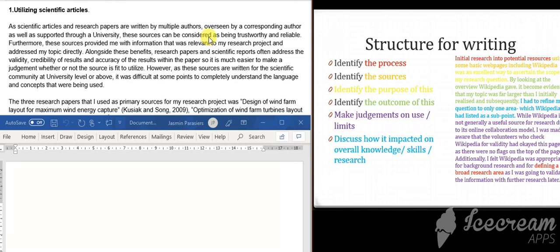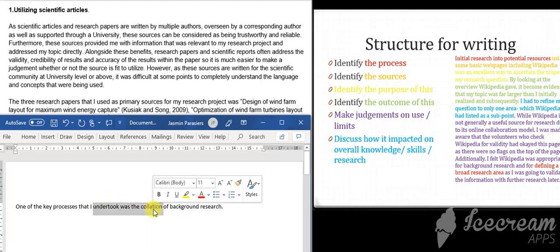So when we start writing this, what we need to do is think about the process. It should always be verb-centric language. So you might be saying, one of the key processes that I undertook was the collation of background research. What makes this a useful sentence is this idea that we were actually doing something for a reason. The other thing is that we have a judgment. So I've said that it was important.